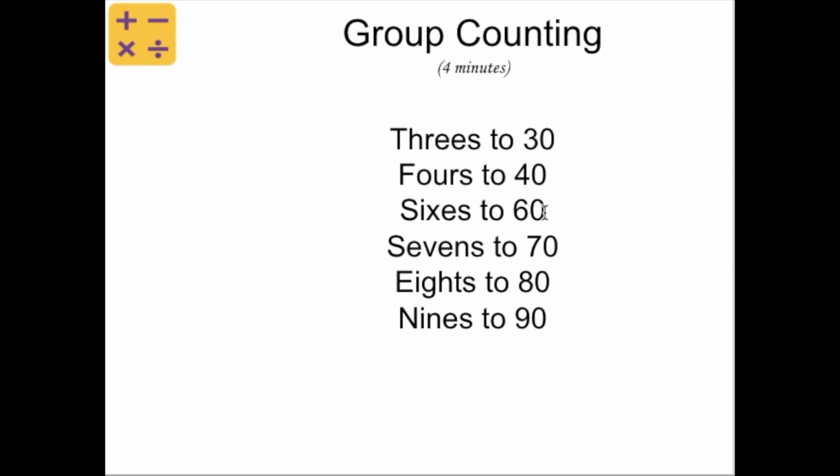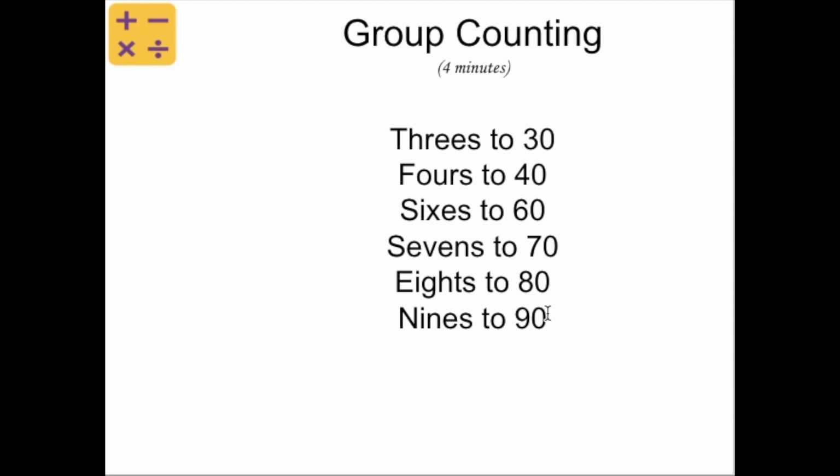6s to 60. 6, 12, 18, 24, 30, 36, 42, 48, 54, 60. Almost done, halfway. 7s to 70. 7, 14, 21, 28, 35, 42, 49, 56, 63, 70. And 8s to 80. 8, 16, 24, 32, 40, 48, 56, 64, 72, 80.